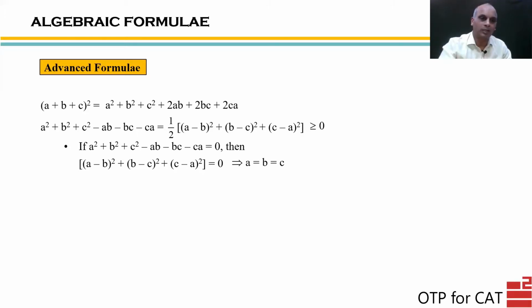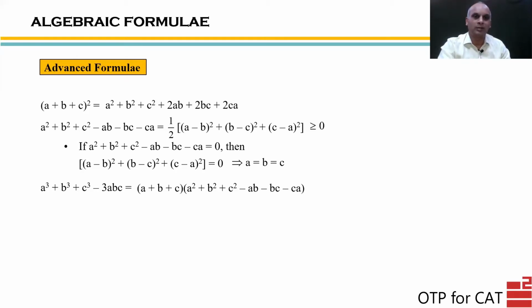All right. Our third formula is a cube plus b cube plus c cube minus 3abc. Now, what is that equal to? This is equal to (a plus b plus c) into, in the second bracket, a square plus b square plus c square minus ab minus bc minus ca. And you should now realize that the second bracket is the same as the previous formula. And so in the CAT paper, these two formulas are normally mixed to solve some questions. We will see very soon.